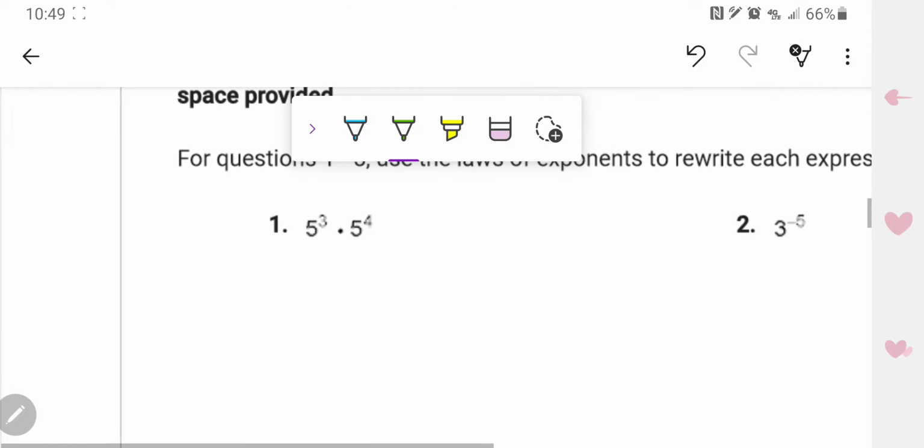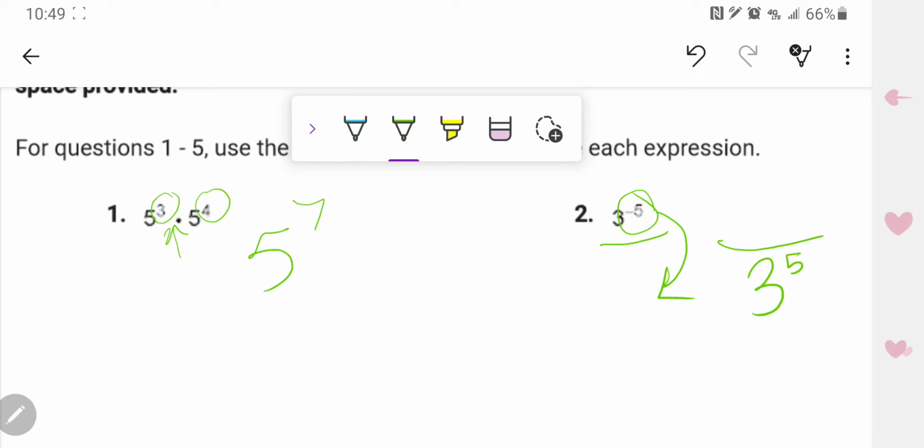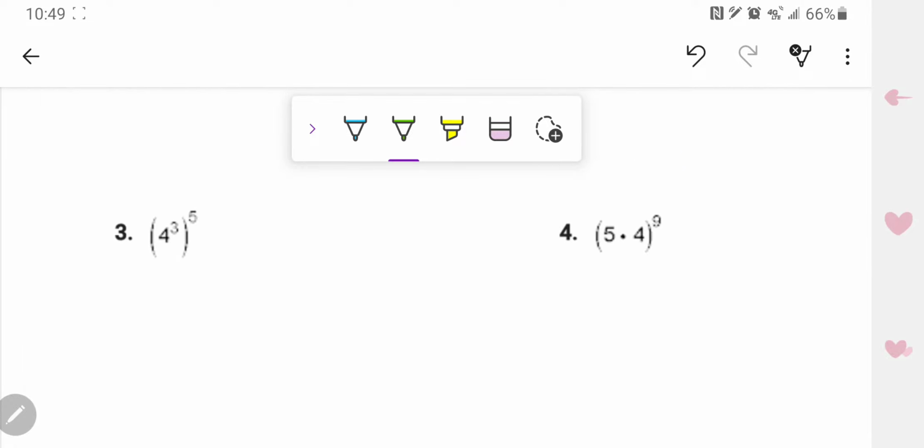So here's some actual problems. Why don't you pause the video and try these first two, and then play the video and see what you get. For this one, you see the multiplication of two bases, so you add the exponents. 3 plus 4 is 7. This one has a negative exponent. Negative exponents bring the base to the bottom and become a positive exponent, and you keep a 1 as a placeholder. Okay, go ahead and try these two on your own. Pause it and then come back.